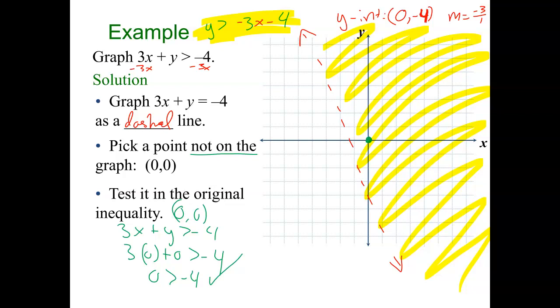If I ended up with a false statement, then I might need to switch my shading to the other side. And I can pick a point on the other side and test it to make sure it's true. I could plug in any point over here. I could plug in (3, 5), (5, 2), or (7, 0). Any of those points, I could plug into this inequality and it will give me a true statement. But my solution set is this entire side of the graph, shading forever.